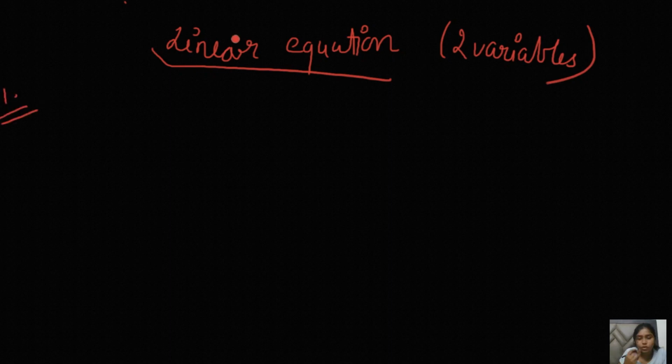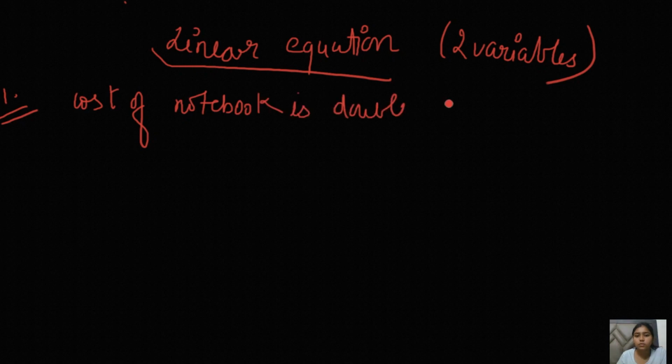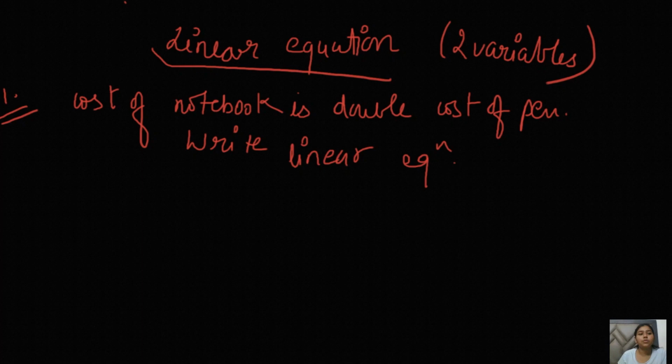I'm solving a word problem for you people, so that you can also prepare for the class 10 syllabus or something like this. So let's start. The question is that the cost of a notebook is double the cost of a pen, right? So what we have to do is write the linear equation in two variables. Okay, so how are we going to do this? Let's solve this, right?